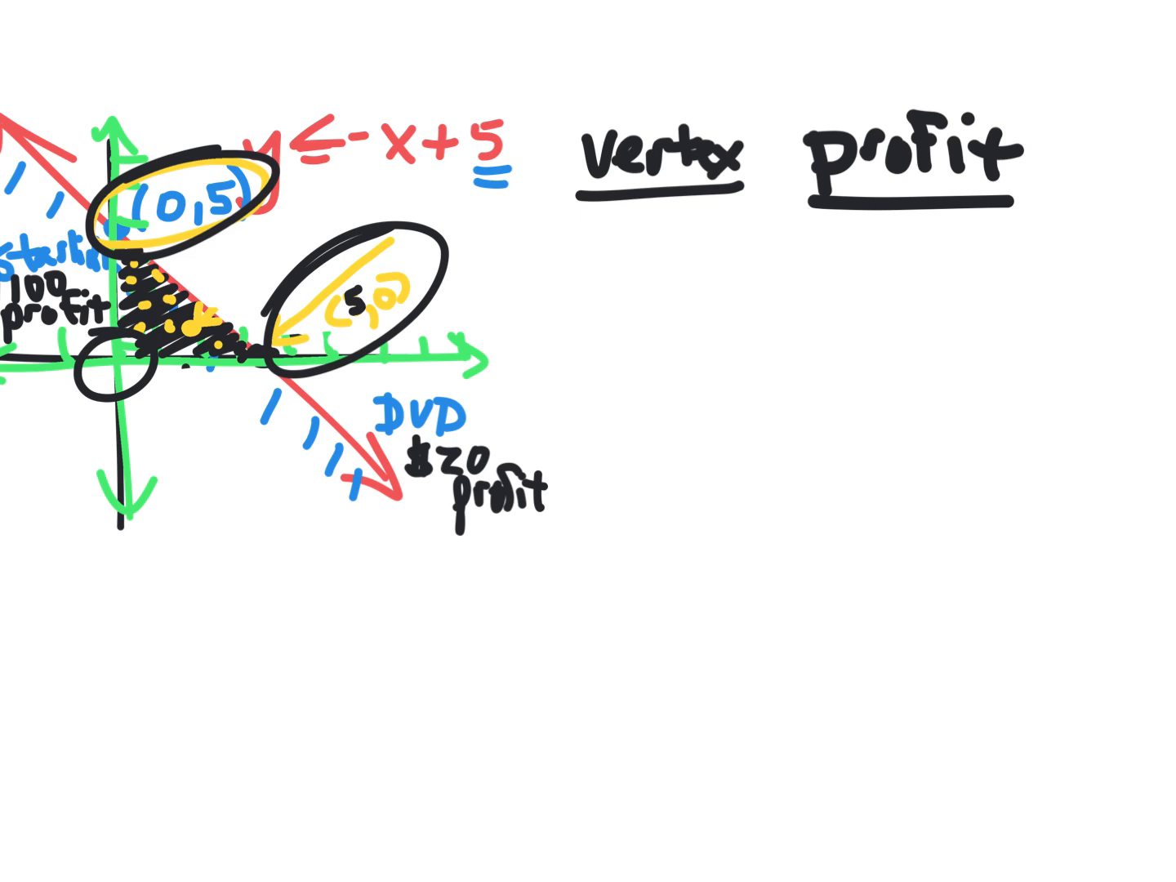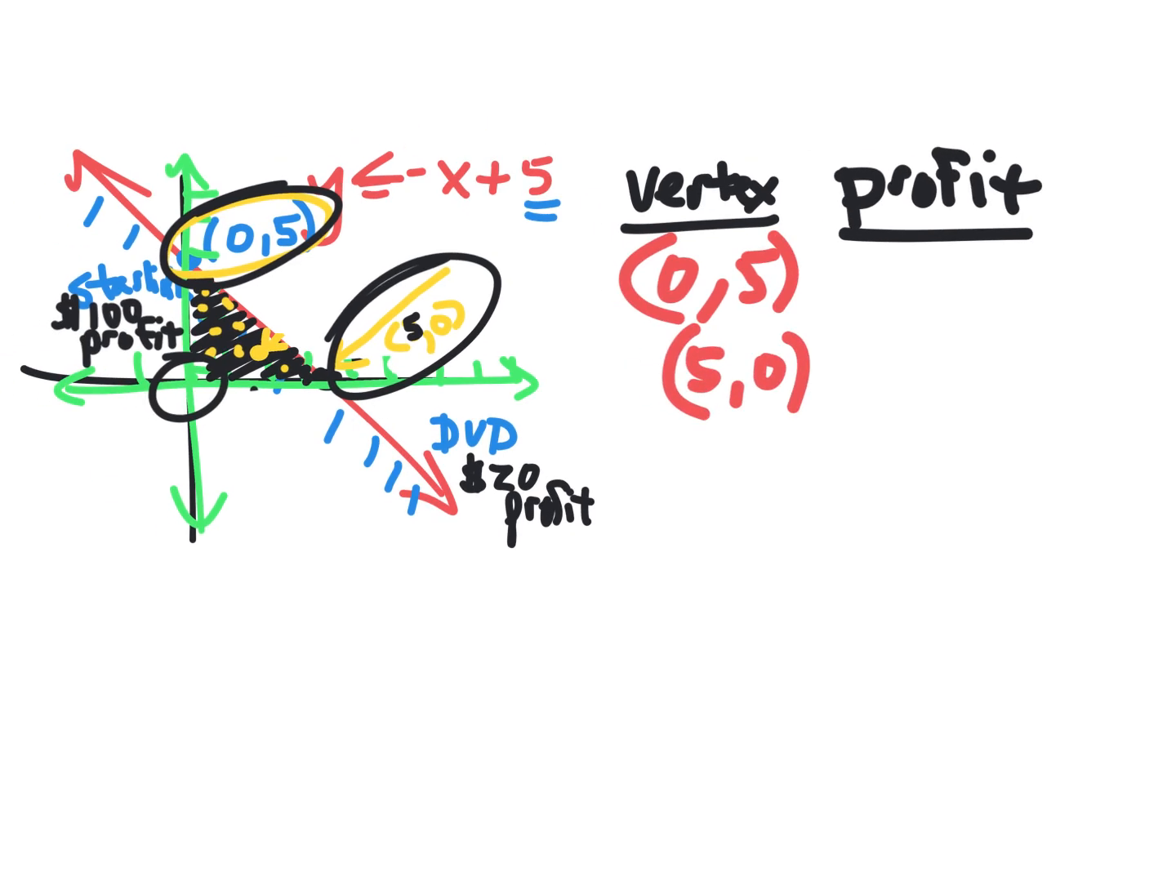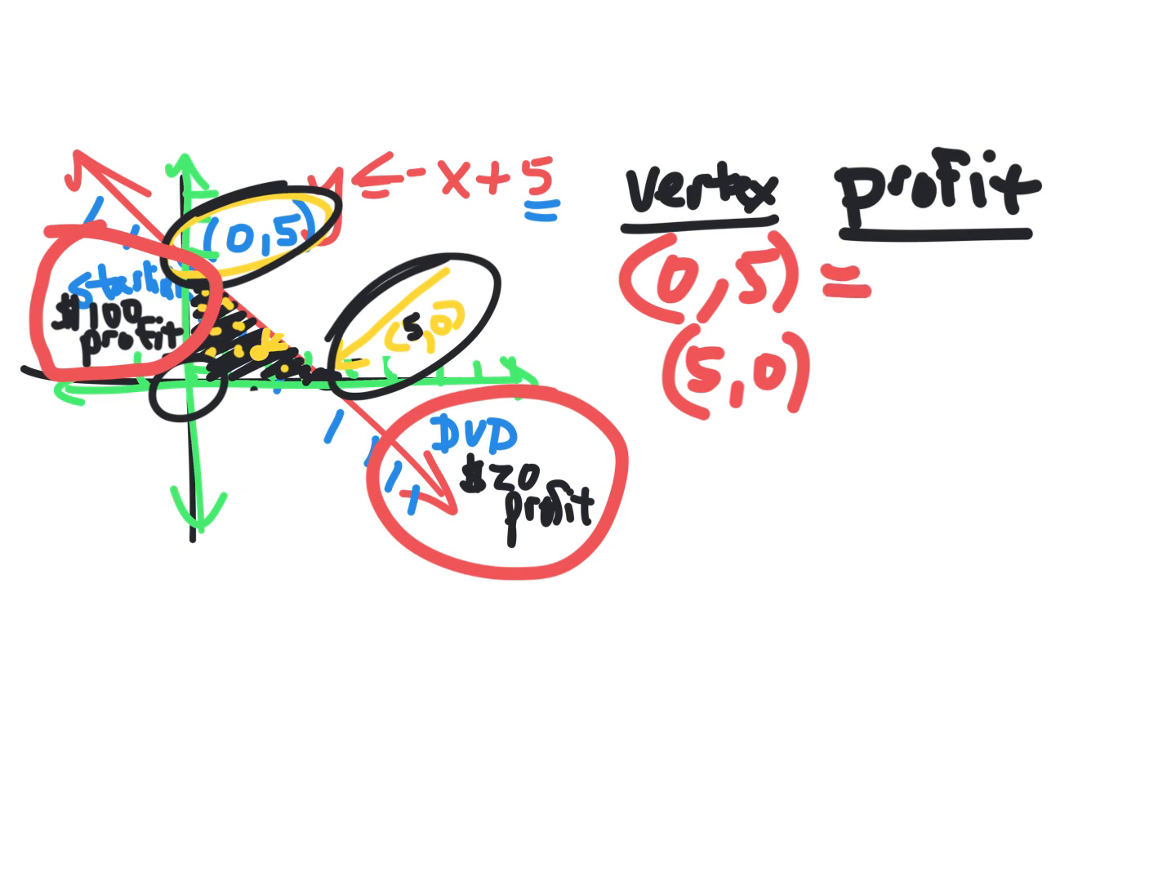All right, so the vertex here is 0, 5. The other vertex is 5, 0. And can't you tell from where I put them which one is X and which one is Y? So, figure out how much profit that would be. Figure out how much profit that would be. Again, this is the X and this is the Y in every single point you ever graph ever.